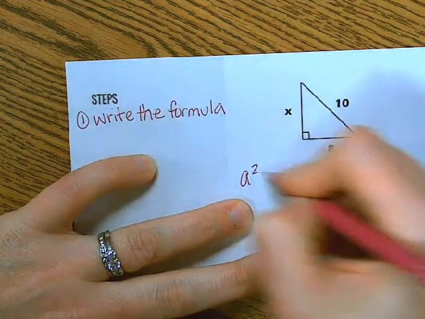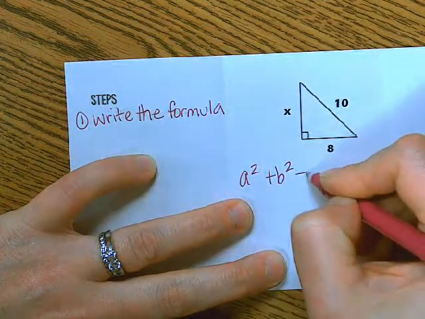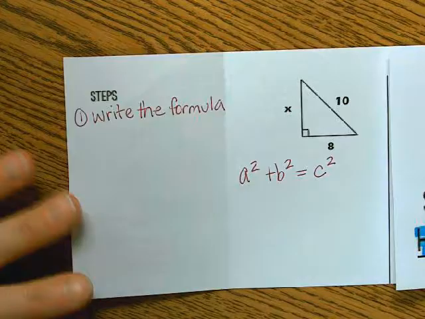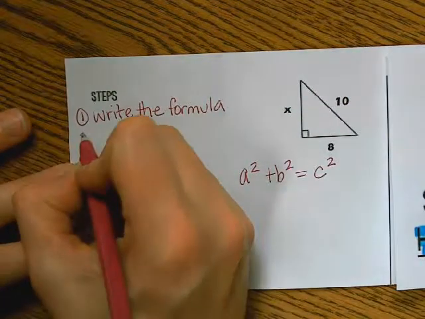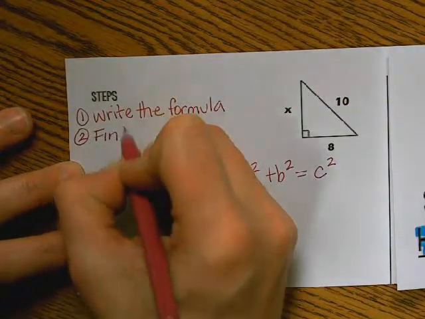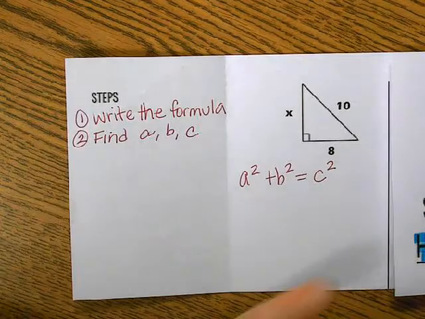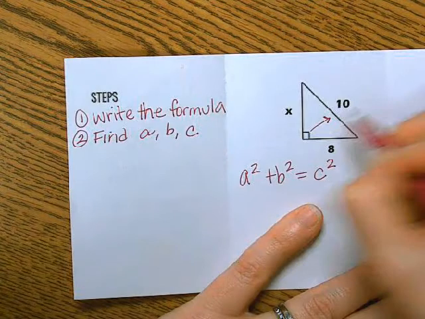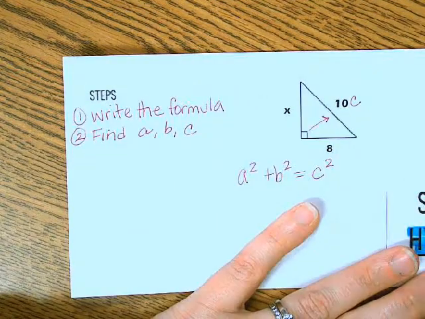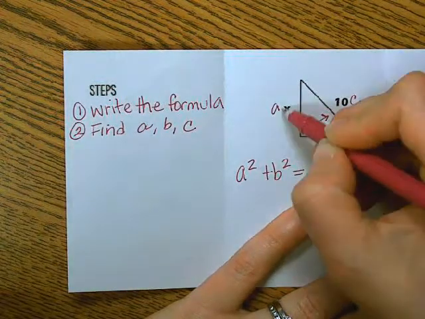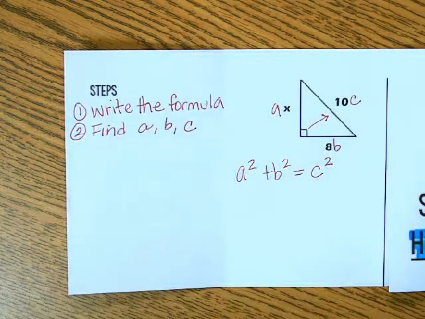So the formula is a squared plus b squared equals c squared. I did not substitute any numbers in. Okay? Step 2. Find A, B, and C. So remember, C is the number across from the right angle, and then these are A and B. Okay?